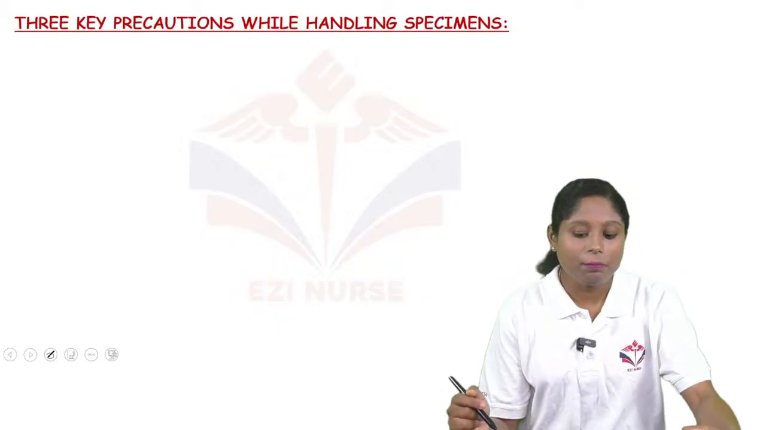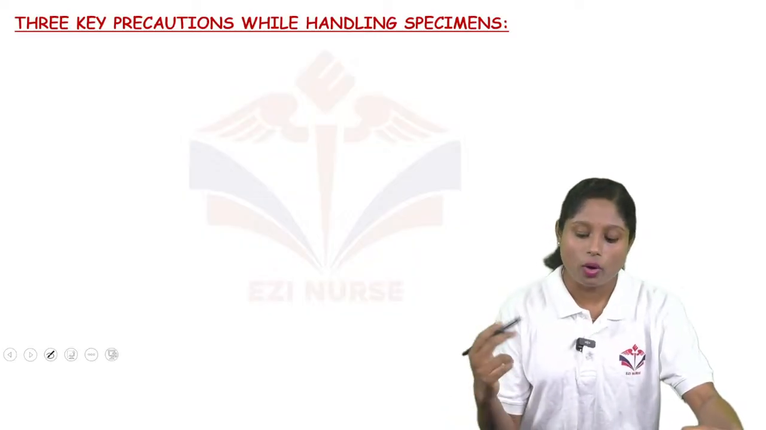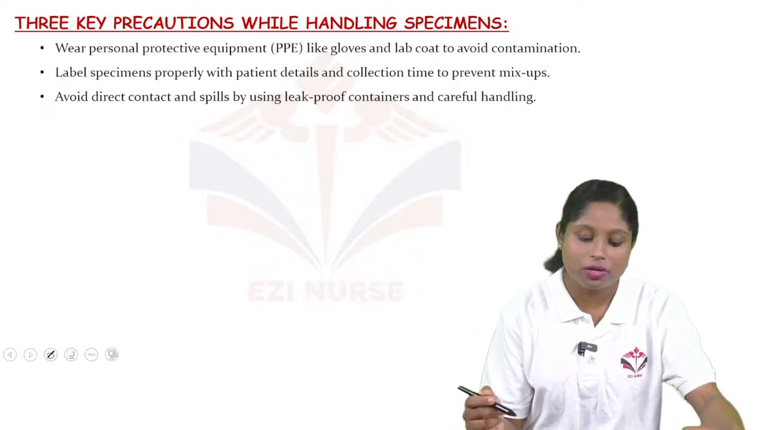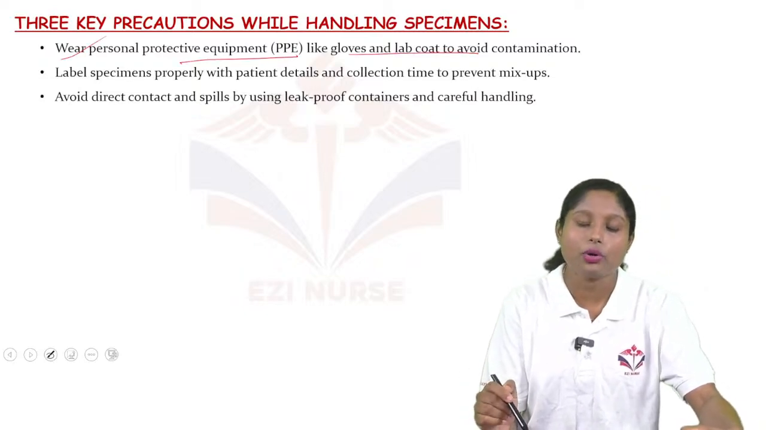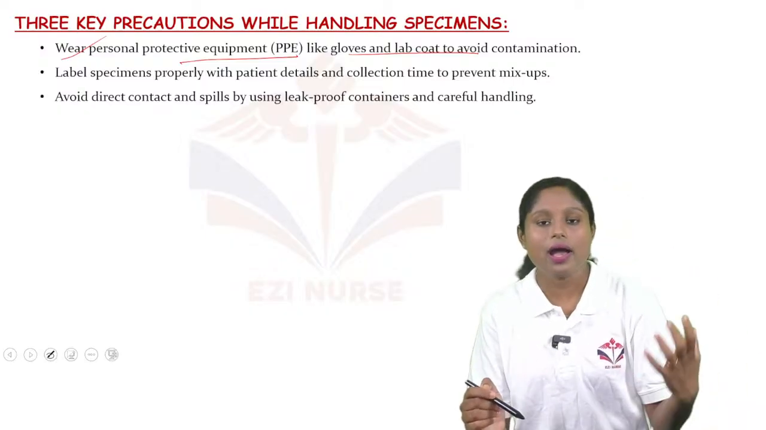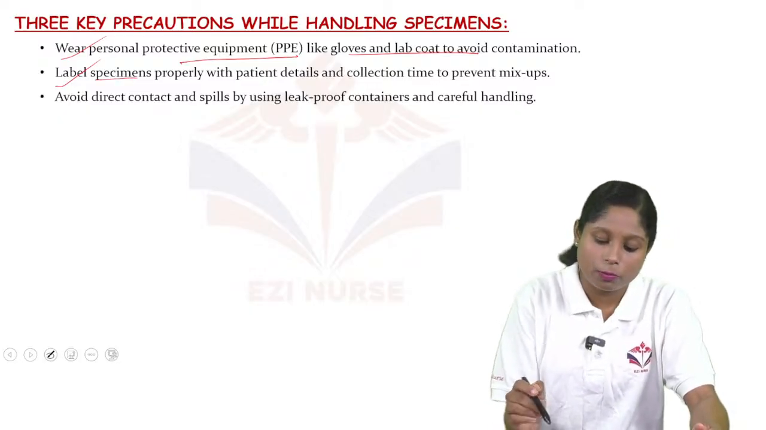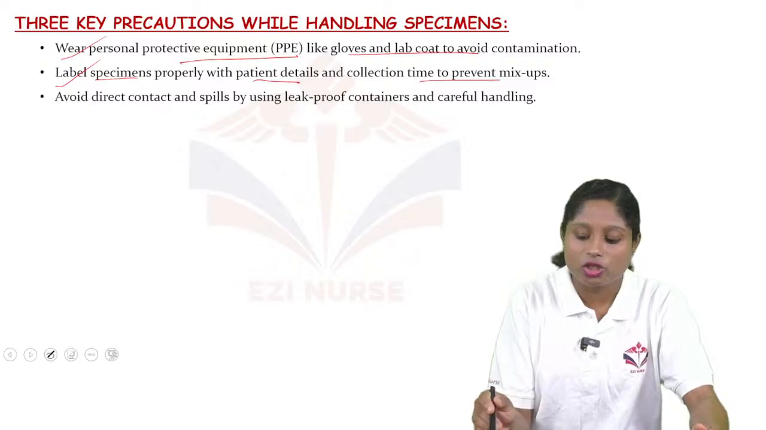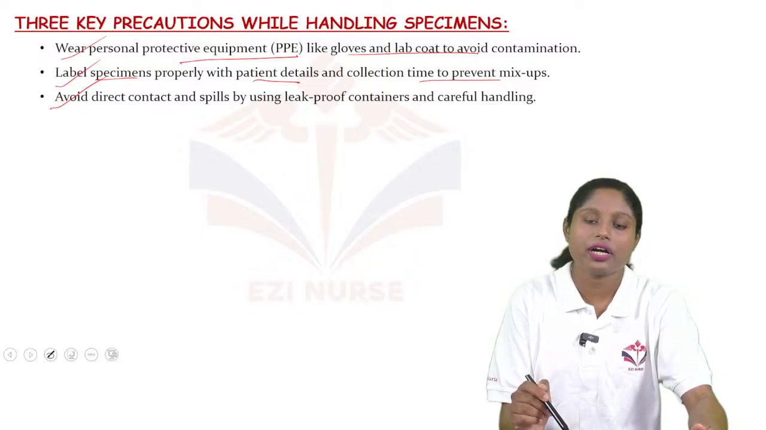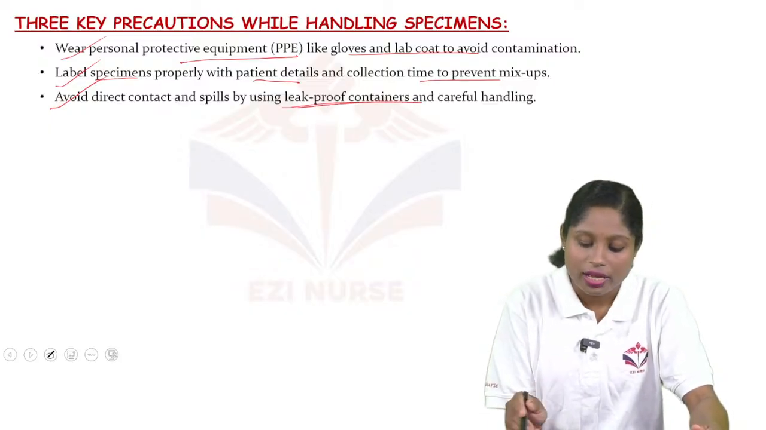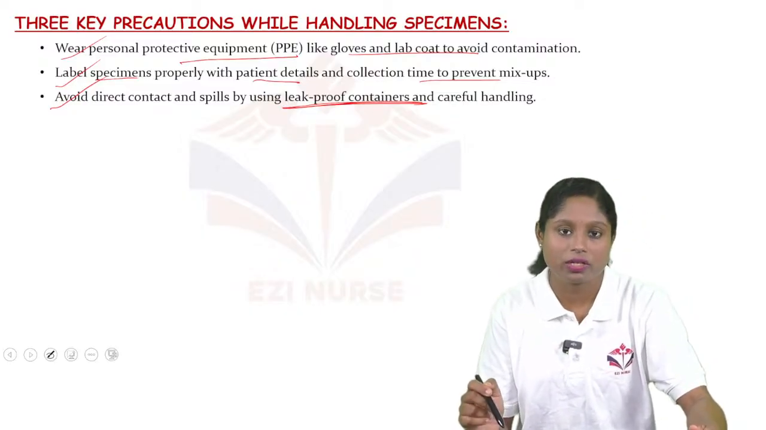Next is 3 key precautions while handling specimens. So what are the 3 key precautions we need to think about while handling specimens? Wear personal protective equipment, PPE, like gloves and lab coat to avoid contamination. First thing, wear the personal protective equipment. Next, label specimens properly with patient name and details, collection time, to prevent mix-up. Avoid direct contact and spills by using leak-proof containers and handling carefully. So we should use leak-proof containers. So these are the 3 key precautions while handling specimens.